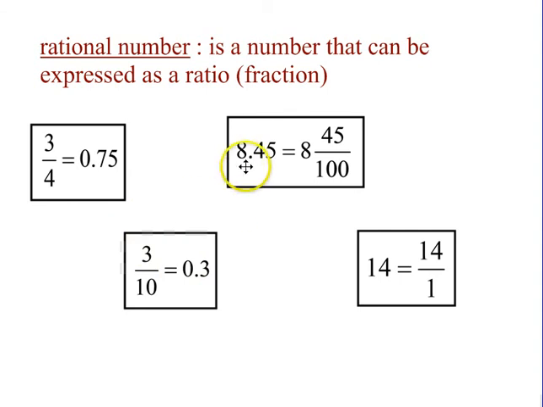Let's take a look at a decimal, 8.45. That's 8 and 45 hundredths before I reduce it, but it doesn't matter. As long as I can make it a fraction, it's a rational number. How about an integer like 14? Well, any integer, I can always put it over 1 and make it a fraction. So all these can be written as fractions, so they're rational numbers.